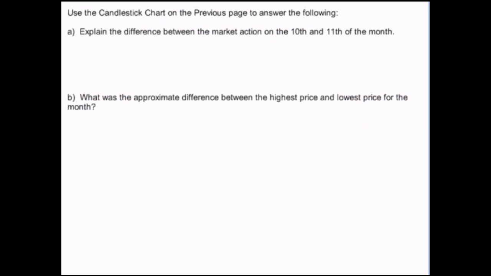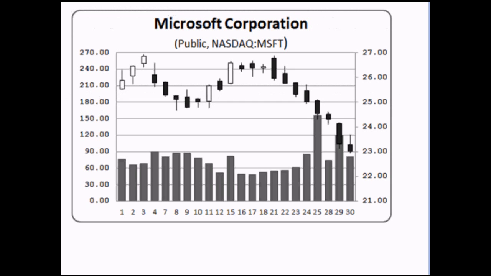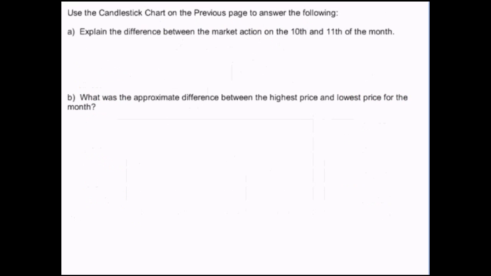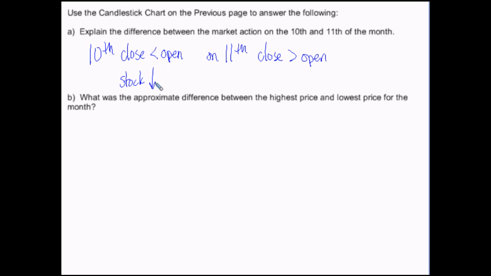So, the 10th and the 11th. So if we go back to here and we go to the 10th and the 11th, we want to know what's the difference between the market action. On the 10th, the stock went down. It closed lower than the open. And then on the 11th, the stock went up. Make sense? So the close here was less than the open, so the stock went down. And here the close was greater, so the stock went up.